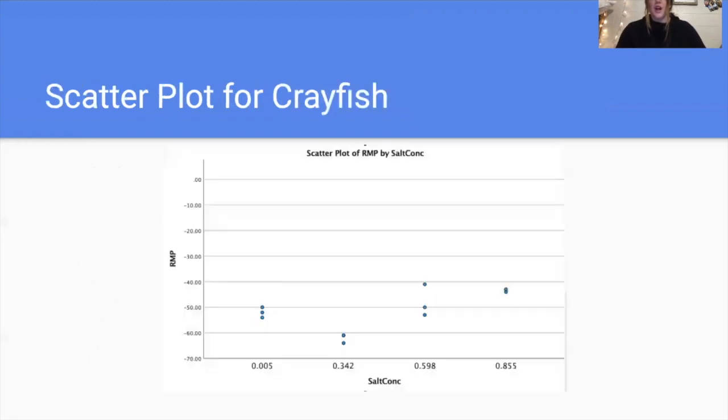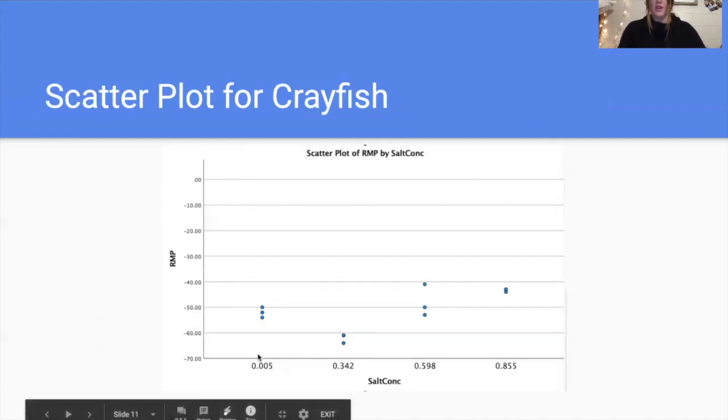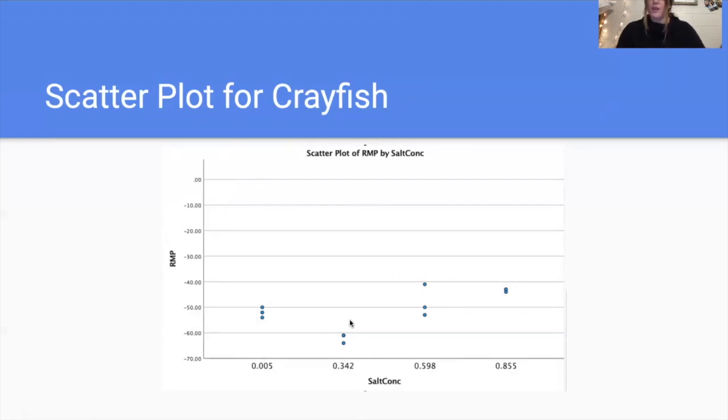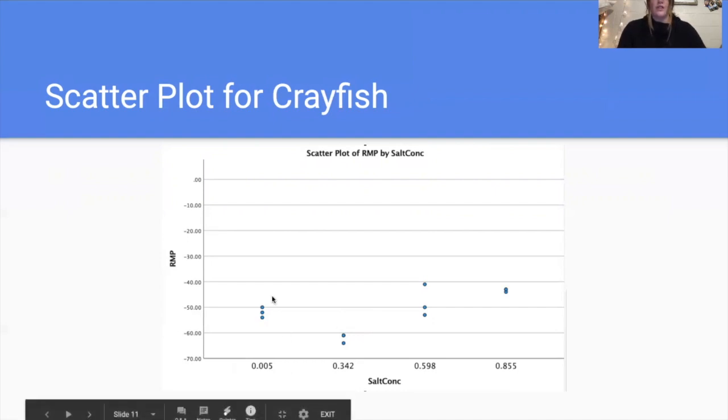These were run at the concentrations of 0.005 molar for the normal saline solution, as you can see here in the first place in the scatter plot, and then 0.342 molar for the brackish solution, 0.598 for the seawater solution, and 0.855 molarity for the hypersaline solution. Now, normal solution for crayfish would be right about here for freshwater, whereas in a blue spiny lobster, the seawater concentration of 0.598 is what would be considered normal.